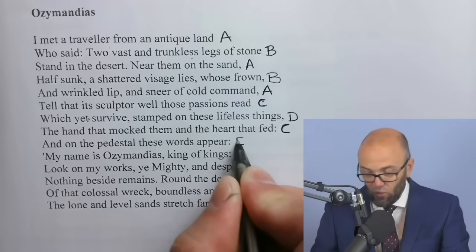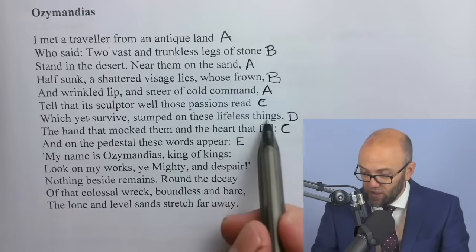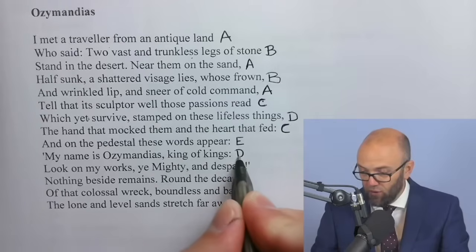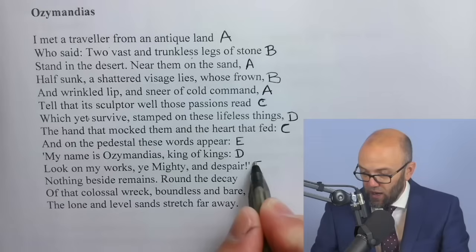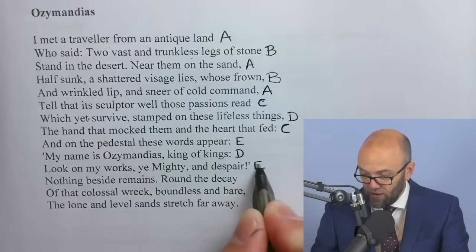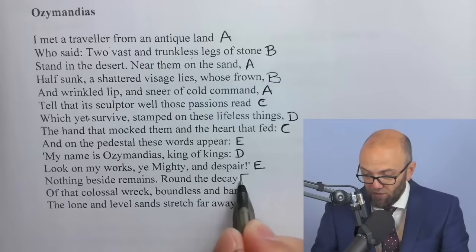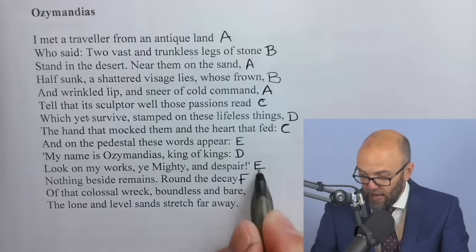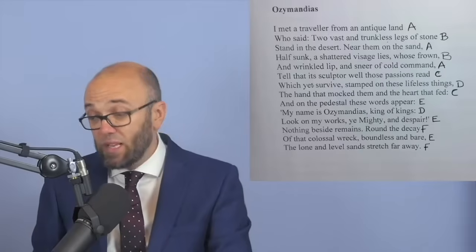And then what have we got? We've got kings, and we ask ourselves, does kings rhyme with anything? Well, it rhymes with this, doesn't it? The D. So on it goes, and we basically work our way through. Appear and despair, again, a close enough half rhyme, so that's another E. And then we've got decay, which is an F, and then we've got bear, which rhymes with despair and appear, so that's an E, and then we've got away, which is an F. And there's the rhyme scheme.